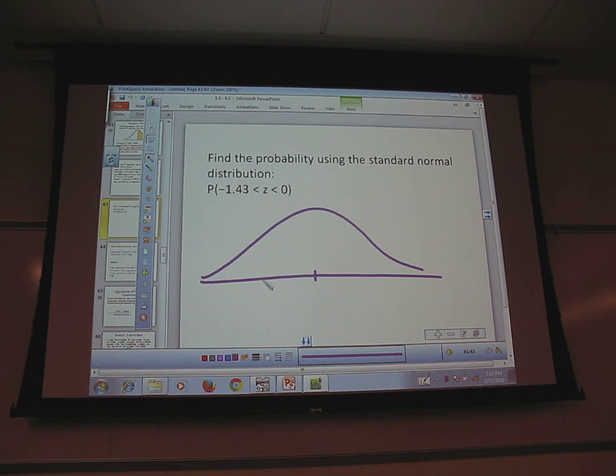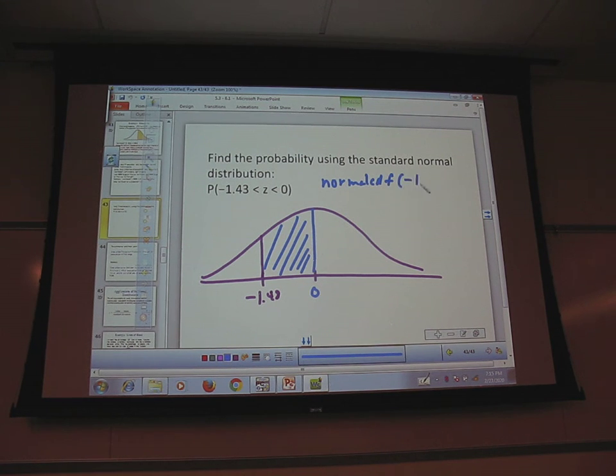Negative 1.43. Where is that? Left side or right side? Left side. Negative 1.43. Line straight up. Where's 0? Right here, line straight up, shade in between them. And then you're going to do normal CDF of negative 1.43, comma 0.